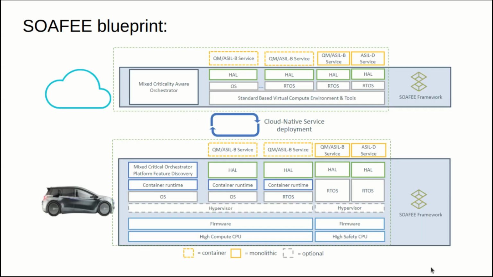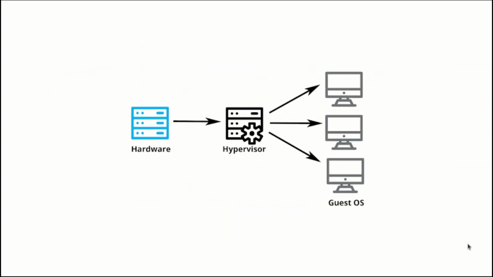So let's get started. This is the SDV blueprint which we discussed in the previous video. Here we can see that there is a single high performance computer, and on this high performance computer there are multiple virtual machines, and all of these virtual machines are basically running on top of a hypervisor. So this is what it is. Okay. So first let's get the basics cleared. What exactly is a hypervisor?